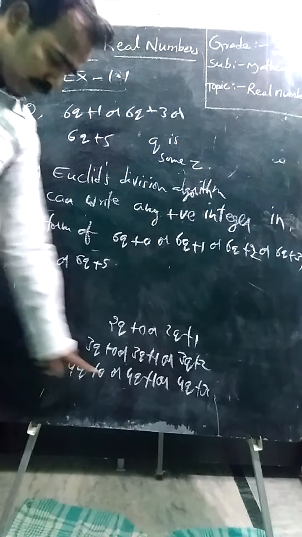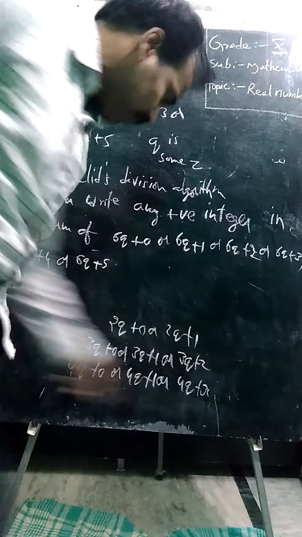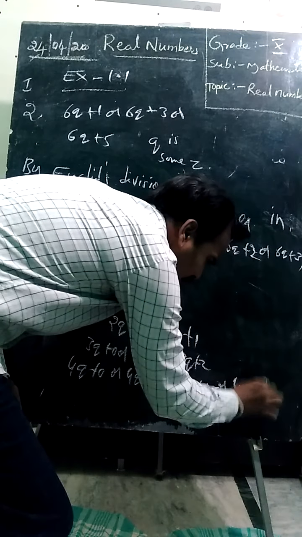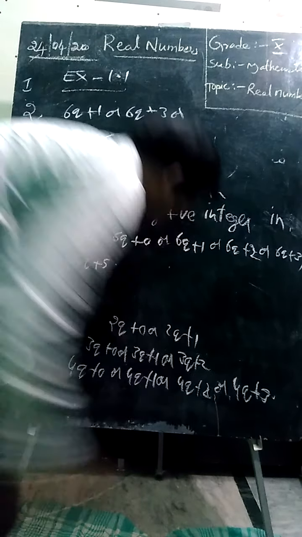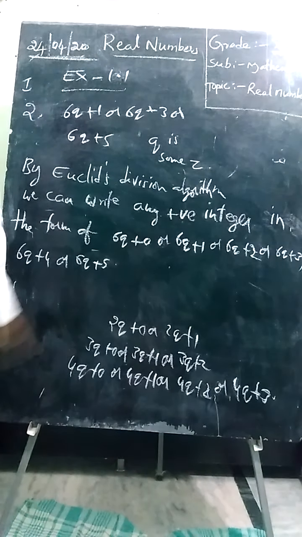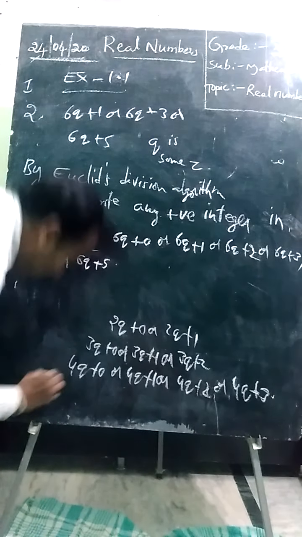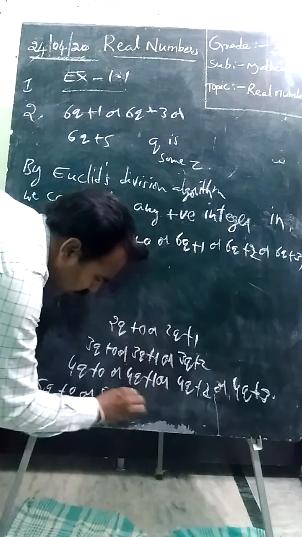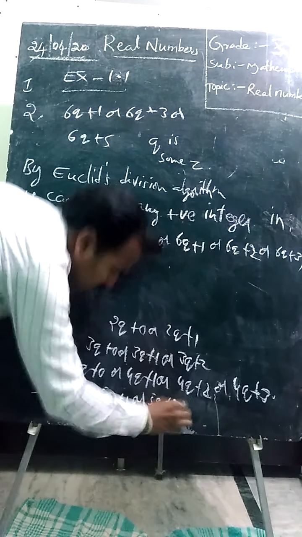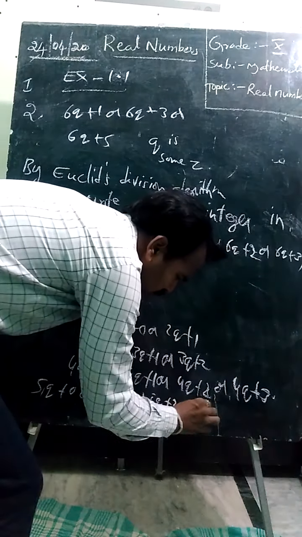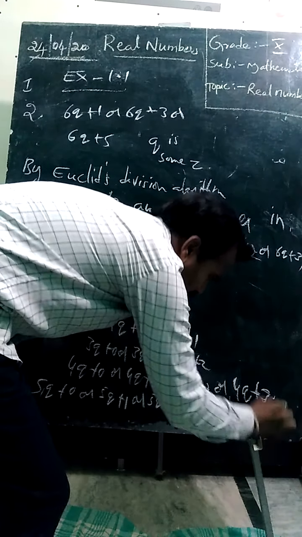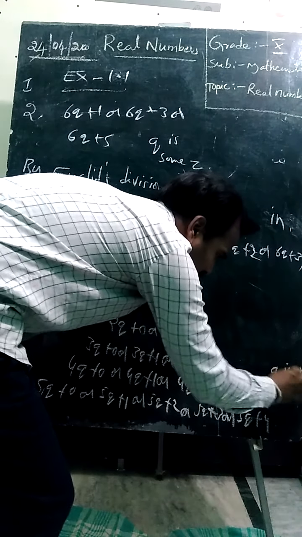When we divide by 4, 0 remainder, 1 remainder, 2 remainder and 3 remainder only are possible. After that, 4q plus 4 again becomes 4q plus 0. When we divide by 5, it is possible to get 5q plus 0, or 5q plus 1, or 5q plus 2, or 5q plus 3, or 5q plus 4, where q is an integer.